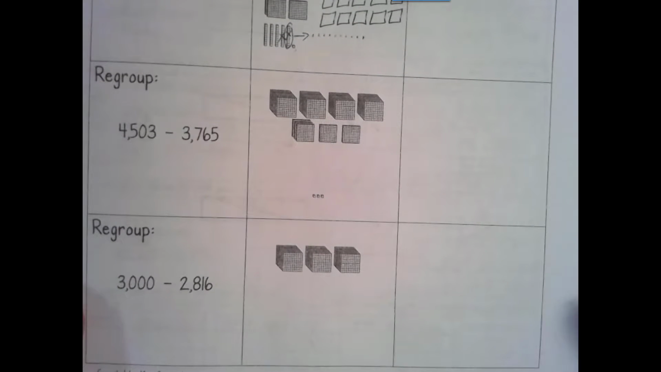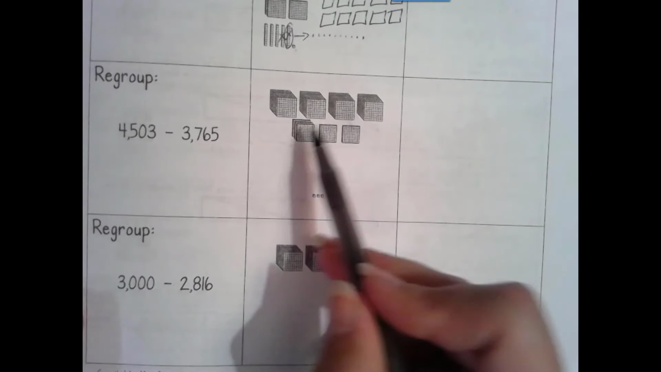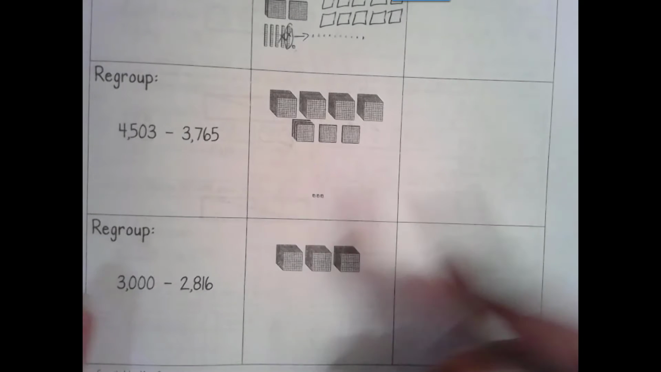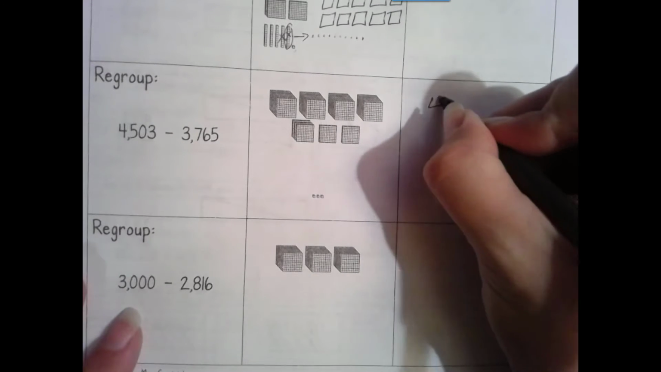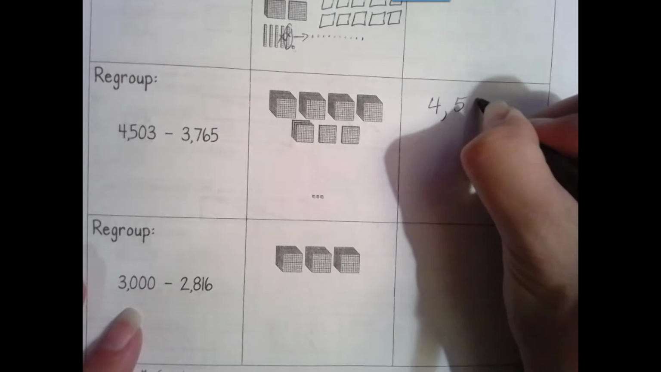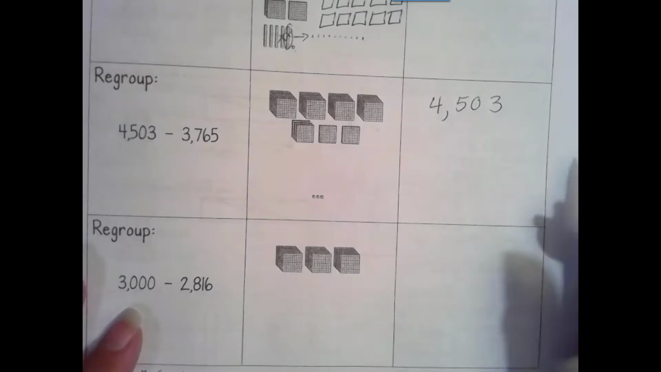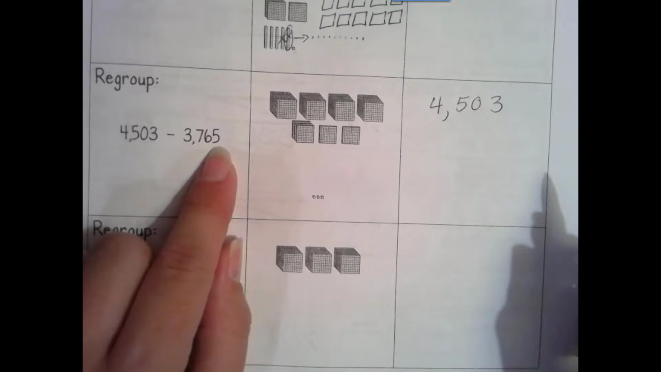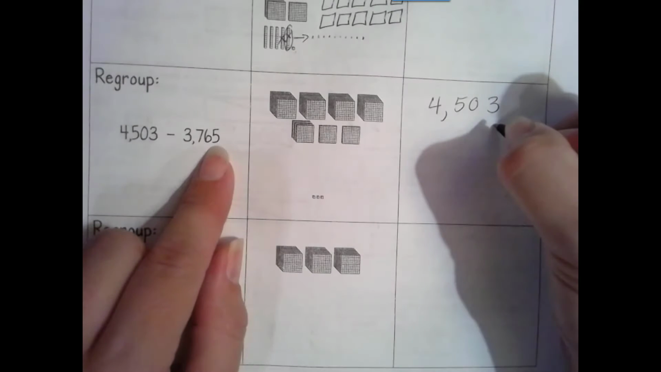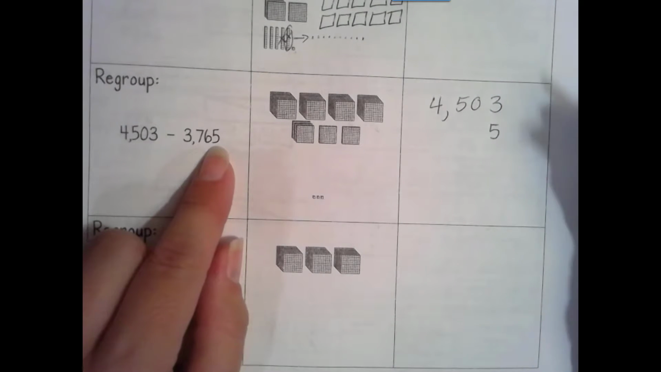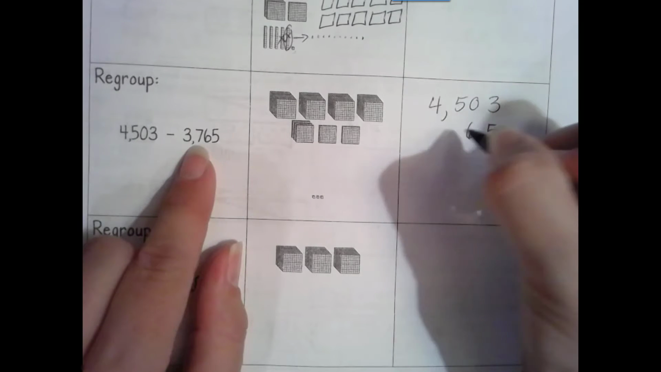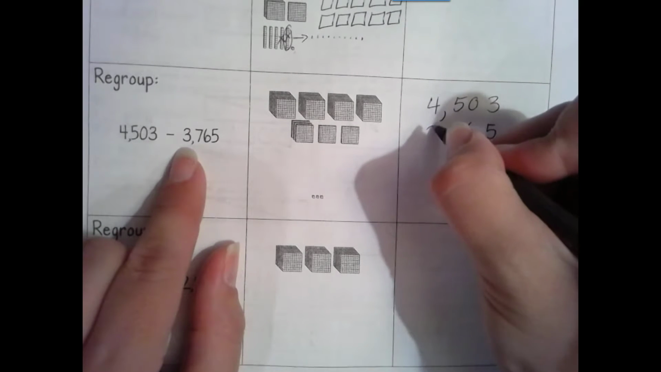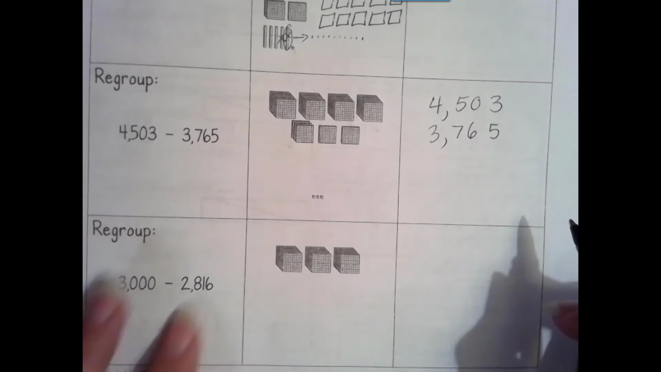Okay, here we have our 4,503. That's our minuend. We put that on top. And then our subtrahend, we need to line up from the ones. Always start there. Then our tens, hundreds, thousands. Even our commas line up.